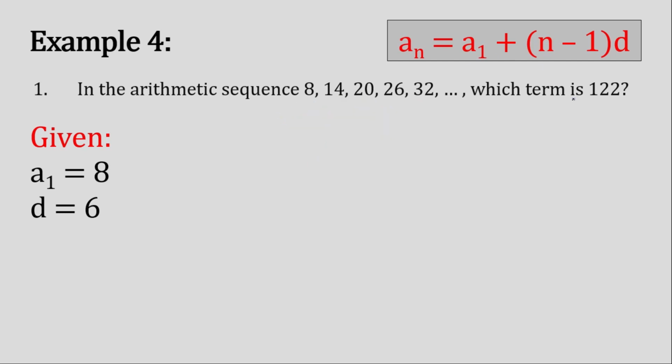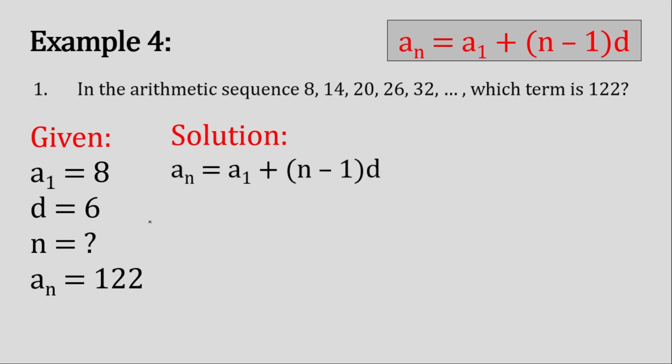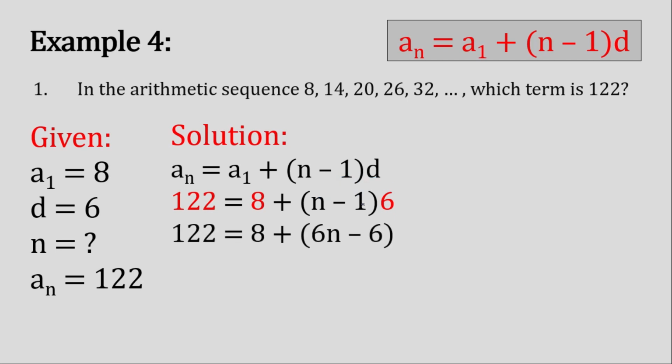Now again, we consider this as our last term or as our a sub n. We don't have the value for n, but we have the value for a sub n. So hopefully you got that on how we get these values as our given. Now for the solution, again, we need to write the formula, then substitute the values, then distribute this 6 to this n minus 1. So we have 122 is equal to 8 plus 6 times n minus 1.